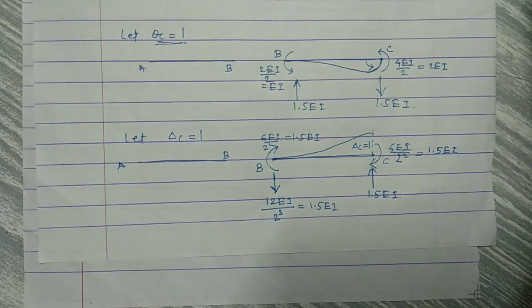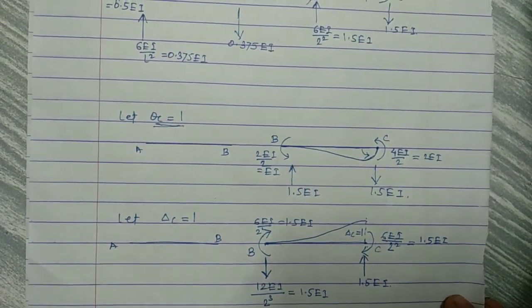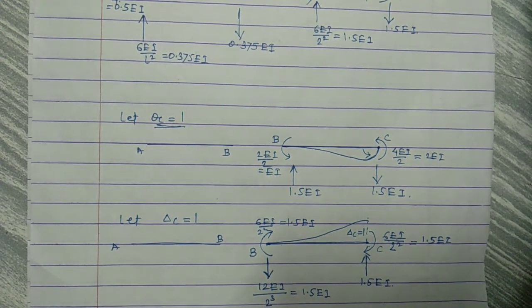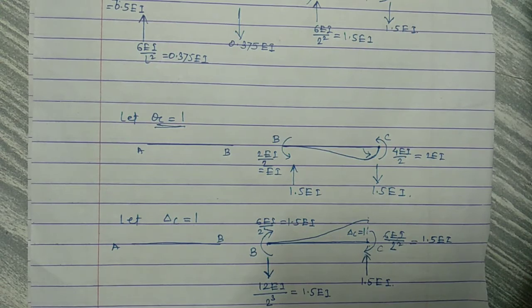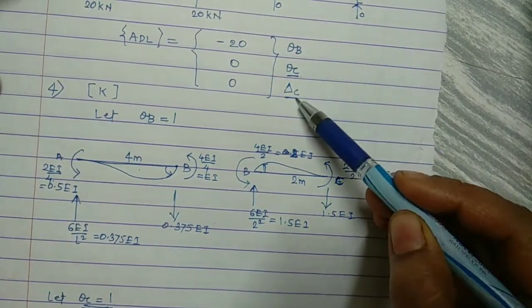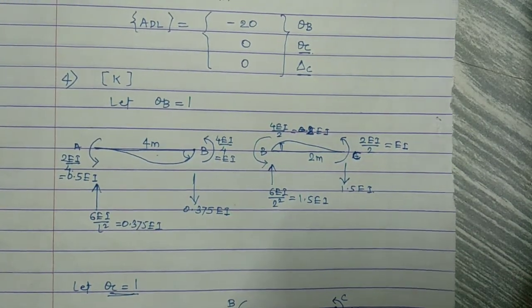Okay. So here all these three figures are completed. Now from each figure we have to take the moment at B, moment at C and reaction at C point. That is the action corresponding to these 3 degrees of freedom. So that way we will write the matrix K. Okay. So now let us write matrix K.